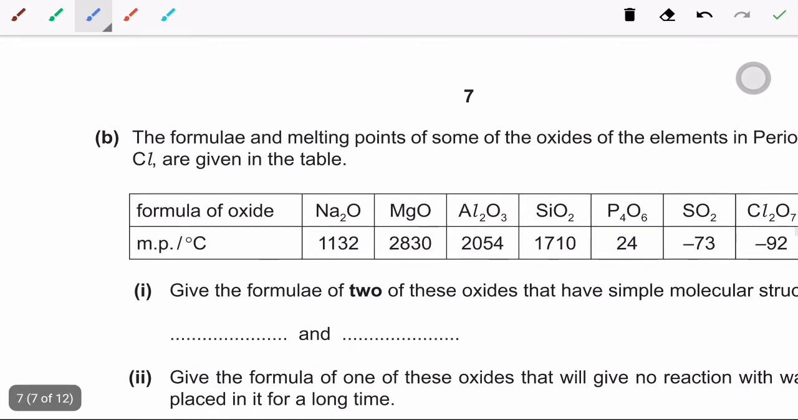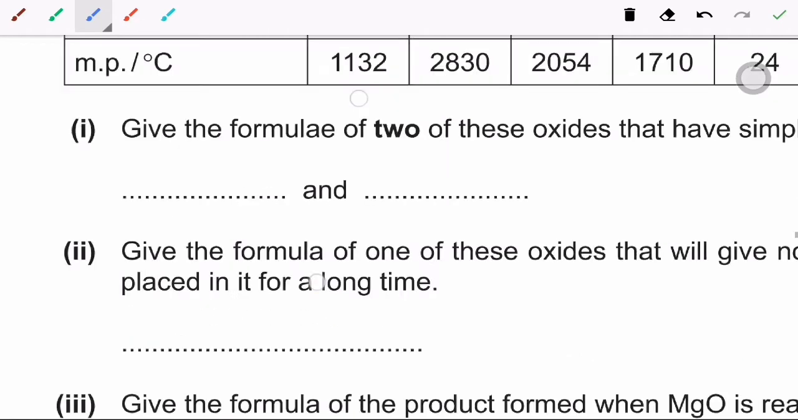The formulae and the melting points of some of the oxides of the elements in period 3, sodium to chlorine, are given in the table. Give the formula of 2 of these oxides that have a simple molecular structure. It cannot be the first 3 because they're definitely ionically bonded. Al2O3 is covalently bonded, however we don't write that because it has an extremely high melting point. We want ones with lower melting points. So SO2 and Cl2O7 are preferable.